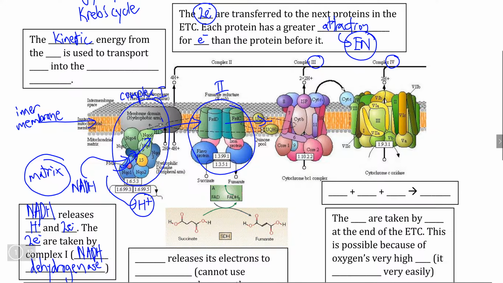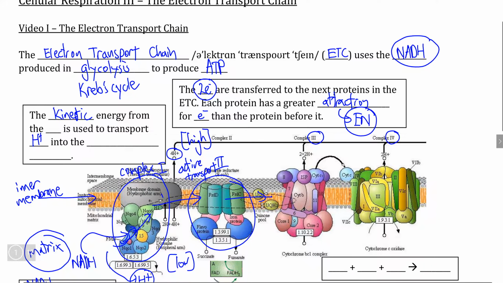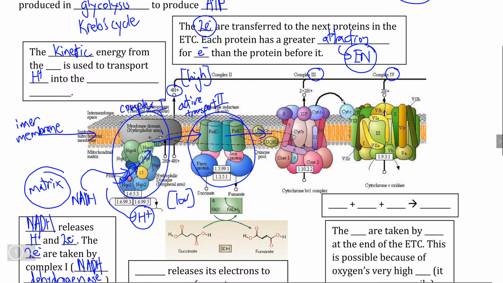Now, complex 1, complex 3, and complex 4 are all examples of H+ active transport proteins. So when we normally think of active transport, we think of proteins that require energy in order to transport substances from a low concentration into an area of high concentration using an energy source, usually ATP. But remember that the goal of this whole process is to make ATP, so it probably doesn't make sense that each of these active transport proteins uses ATP as a power source.